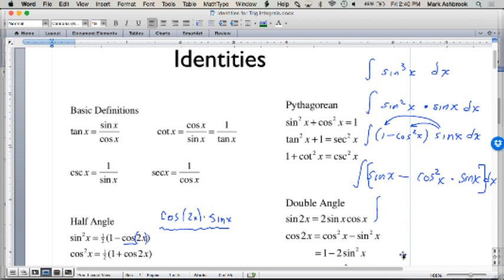Tell me your name, right here in the hooded sweatshirt. Yeah. Did you get it? No? Did you have just the antiderivative of sine? Did you get that much? Negative cosine? Okay, good. Good start.